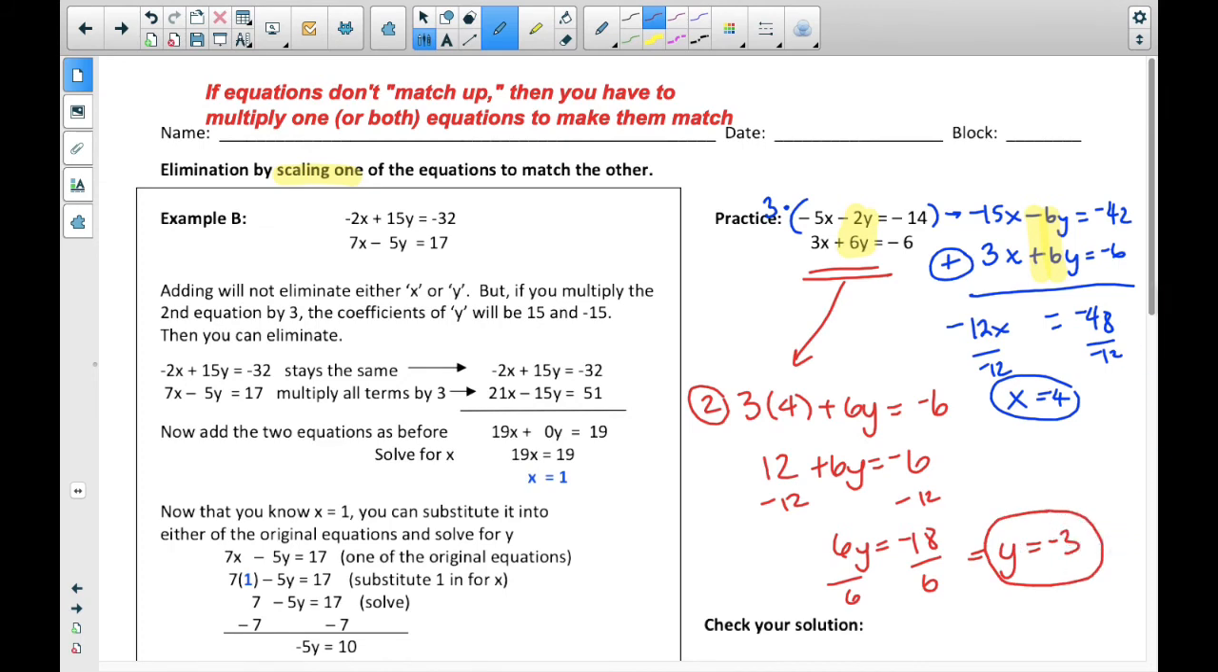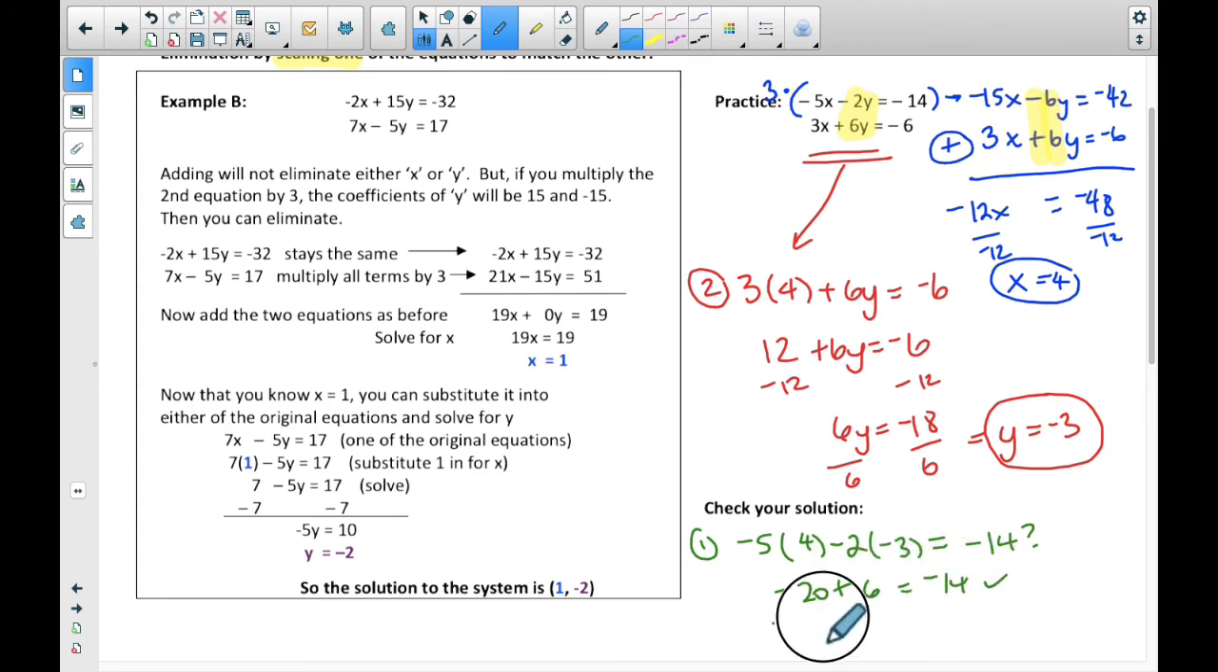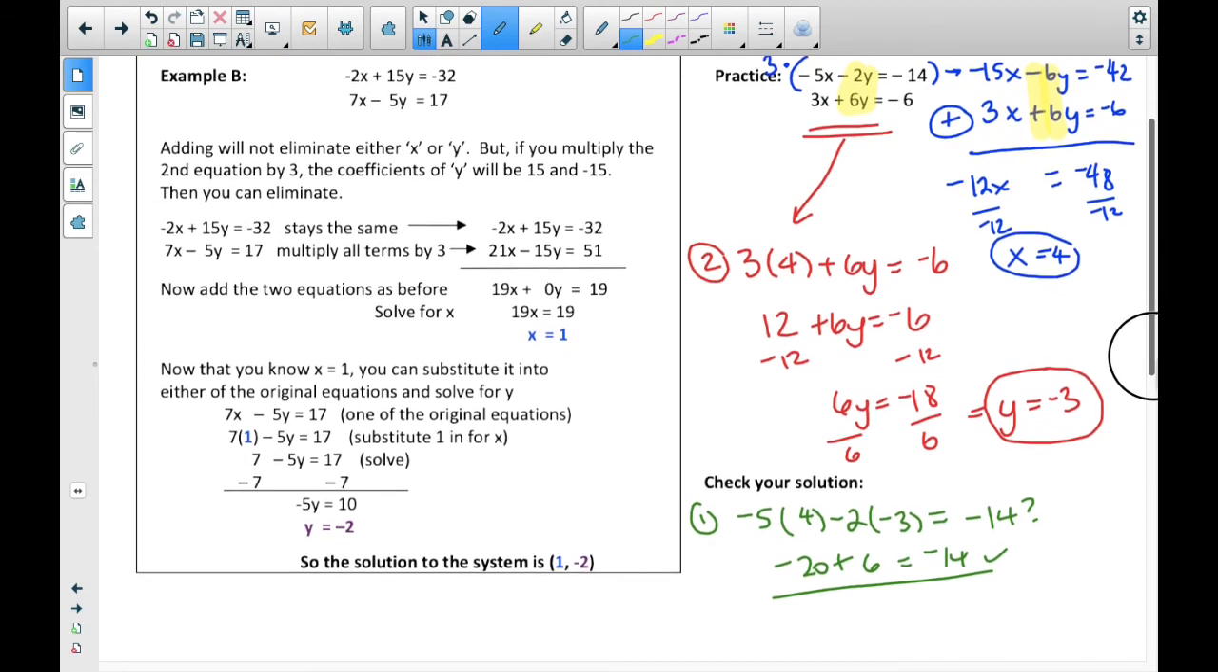Of course, I want to check my answer, and I'm going to do that in this space down here. So equation number 1 was negative 5 times x, which is 4, minus 2 times y, which is negative 3. And the question is, does that equal negative 14? So that's a negative 20. Negative times negative is positive. And yes, that is negative 14. So that one works. I'm going to go to my second equation.